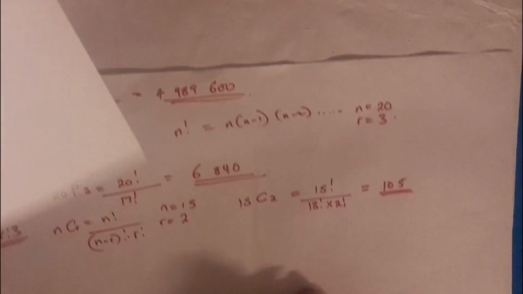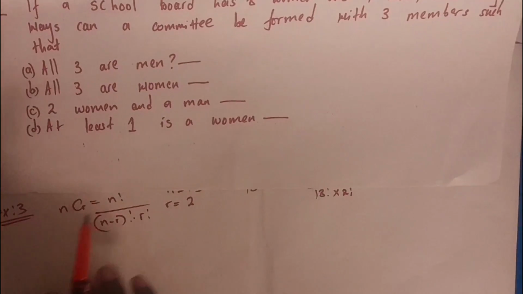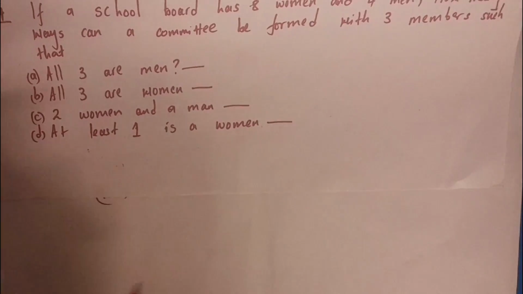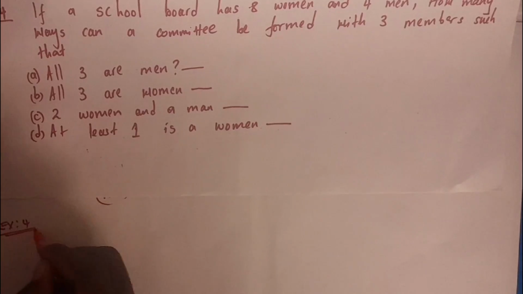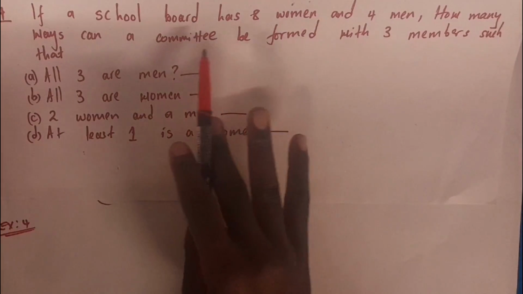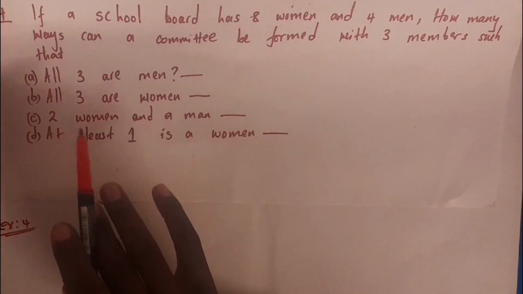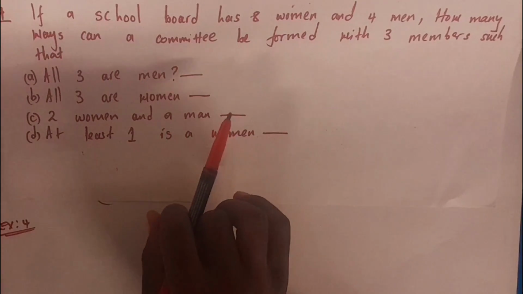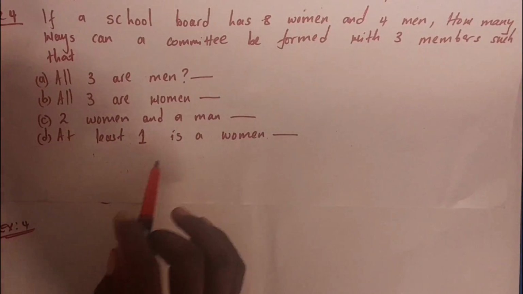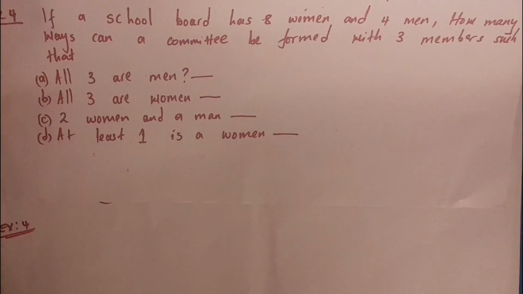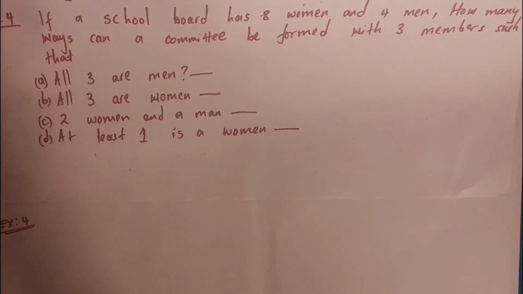Example 4 says in a school board, if a school board has 8 women and 4 men, how many ways can a committee be formed with 3 members such that A, all 3 are men, B, all 3 are women, C, 2 women and a man, D, at least 1 is a woman? So how are we going to deal with this one?